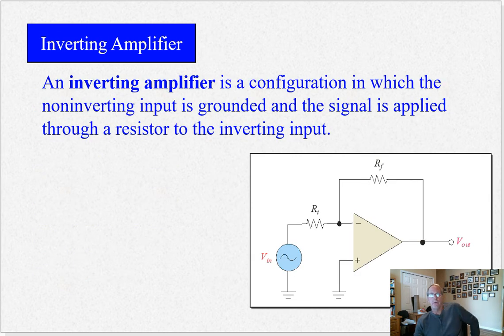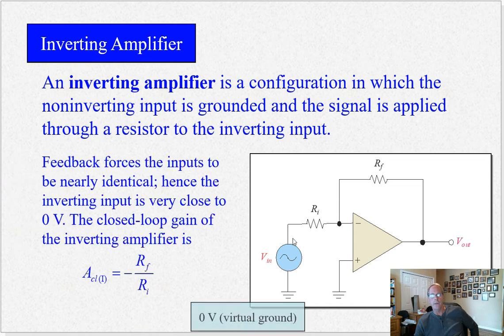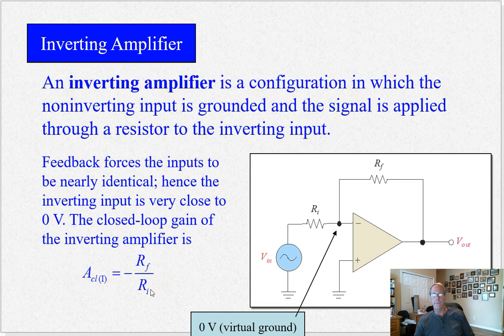So the other configuration is the inverting amplifier, and that's where the input is applied through this feedback network to the inverting input of the op-amp. And here's your feedback. Feedback still goes through RF back to the inverting input. But we also feed the input through this resistor, and the equation is minus RF over RI, for the closed loop inverting gain.